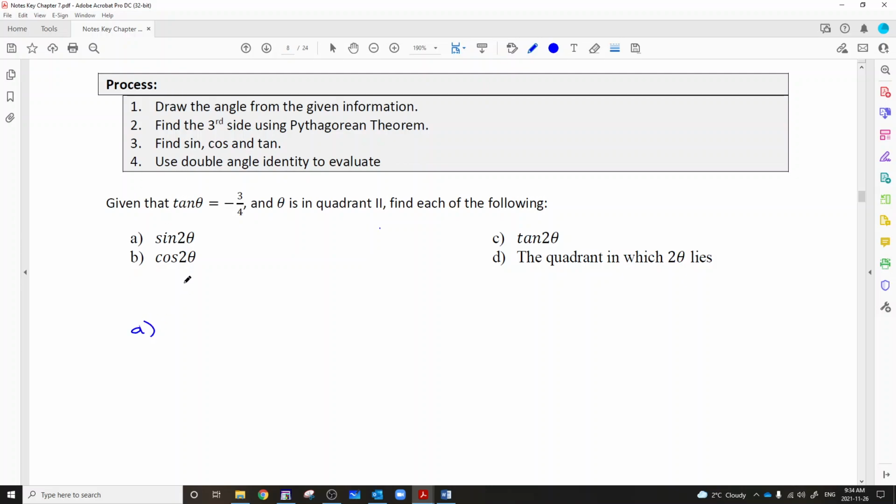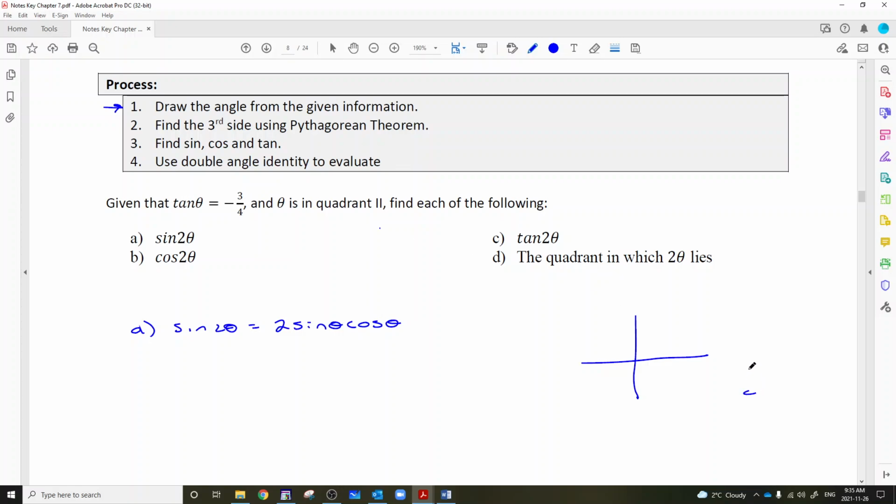What you're going to do is take the information that tan theta is equal to this and try to evaluate sine 2 theta. We know that sine 2 theta is equivalent to 2 sine theta cos theta. Well, they didn't give me sine theta and cos theta, they gave me tan theta. So that's why step 1 is to draw the angle from the given information. The given information is that tan is -3/4.